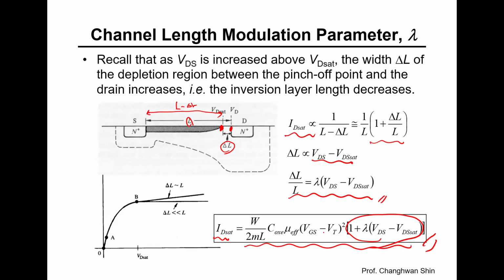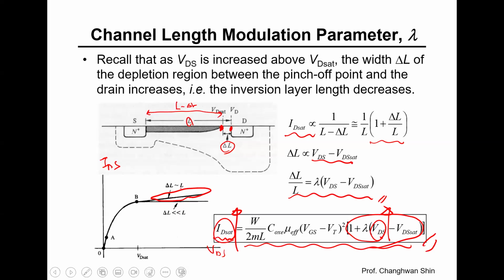Instead, the current continues to increase slightly with increasing VDS, creating a non-zero slope in the output characteristic. I mean, in the IDS versus VDS plot, the non-zero slope can be found. This is similar to how a stretched rubber band doesn't maintain exactly the same tension if stretched further beyond its elastic limit.